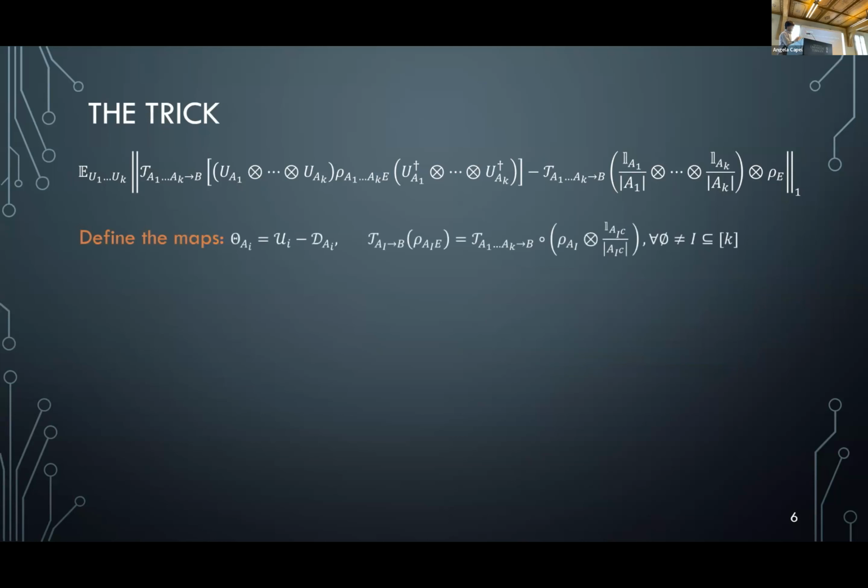So the trick is first to find these maps. The first one is just a difference between the application of the random channel and the depolarizing channel. And the second one is just the map that applies the global CPTP map on the partial system that only accounts for, let's say, one axis, so only for a partition of the axes. This is the main idea.